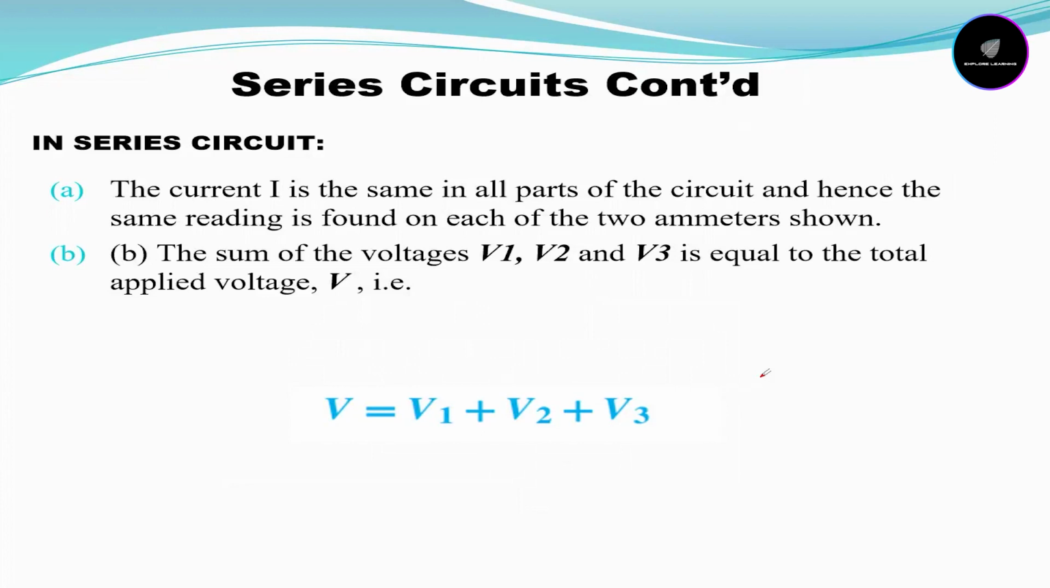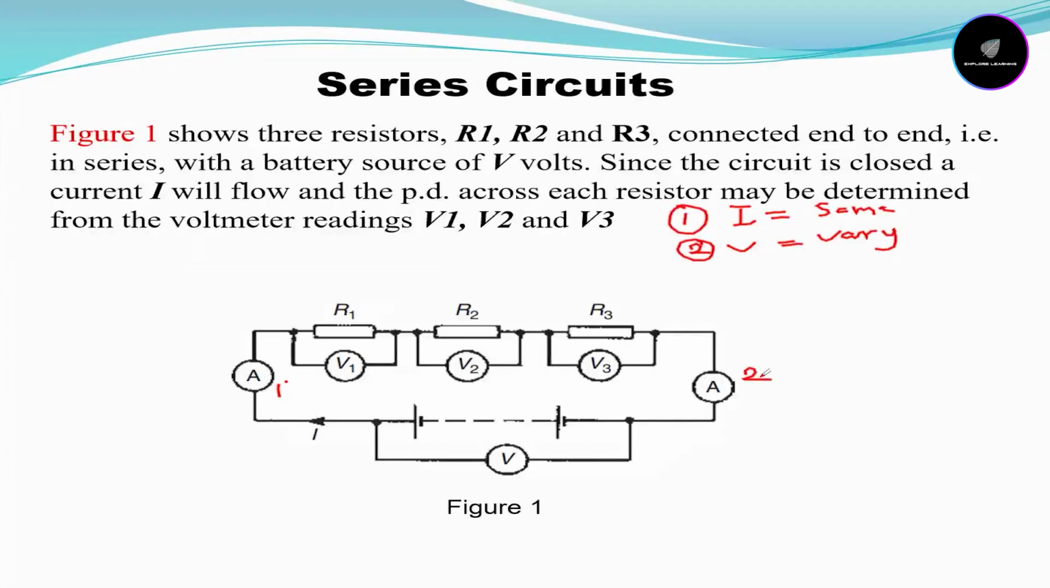So what that means is that the voltage will vary across each resistor as current flows through the resistor. In this case, the resultant voltage will be equal to the voltage drop across each resistor. So we're going to have the formula V equal to V1 plus V2 plus V3. That is the voltage drop across each of the resistors. We have resistor 1, resistor 2, resistor 3. So this is the principle you need to understand.